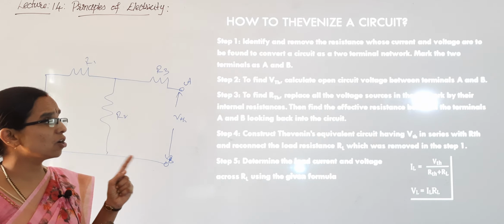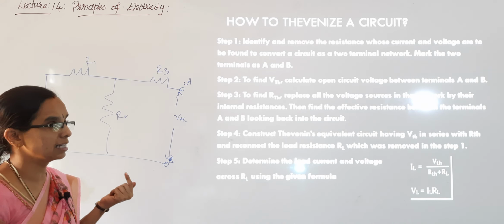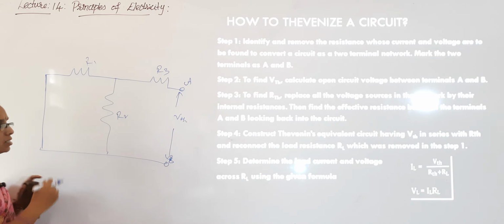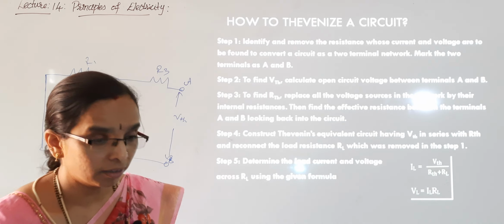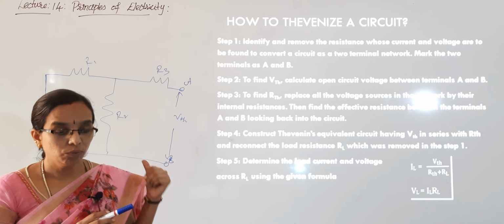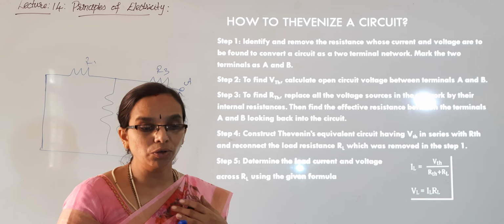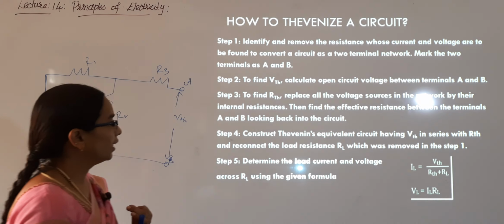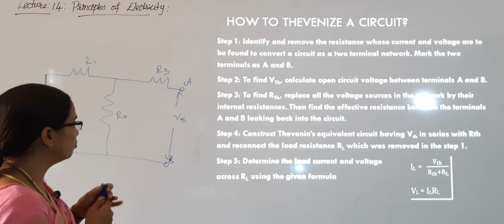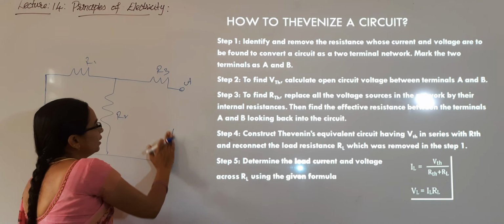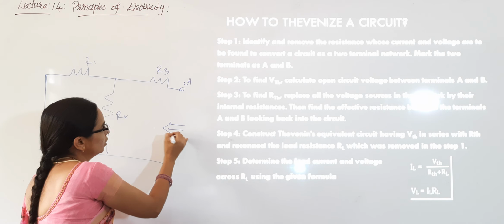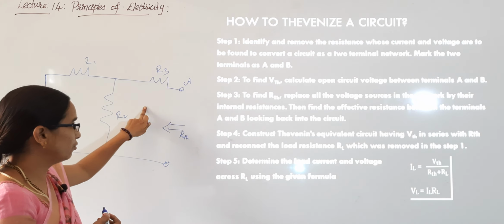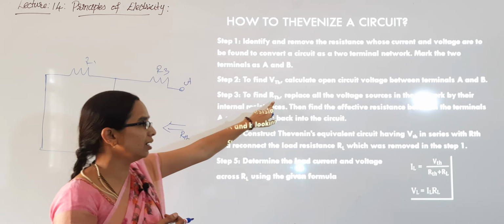Next, replace all the voltage sources in the network by their internal resistances. We will consider here that voltage sources are ideal, so the internal resistance of the voltage source will be 0. So we will replace all the voltage sources, here in this case only one voltage source, by a short circuit. And then calculate the RTH by looking back into the circuit. To calculate RTH, by looking into this point, we will calculate the total effective resistance of the circuit, that will become the RTH.